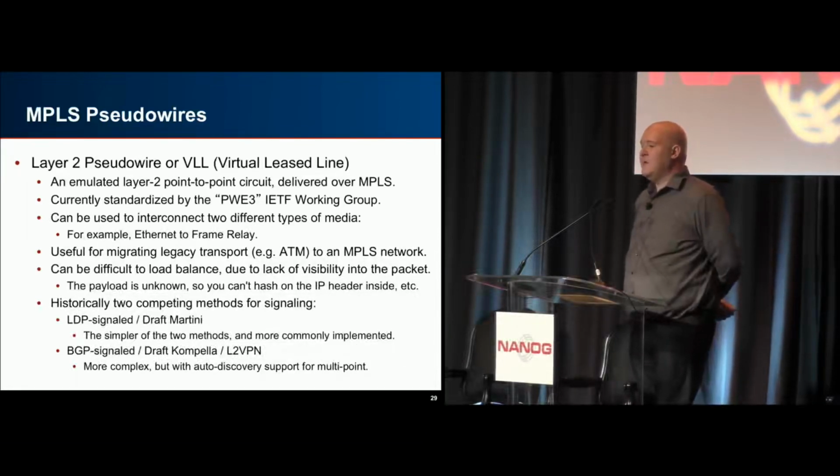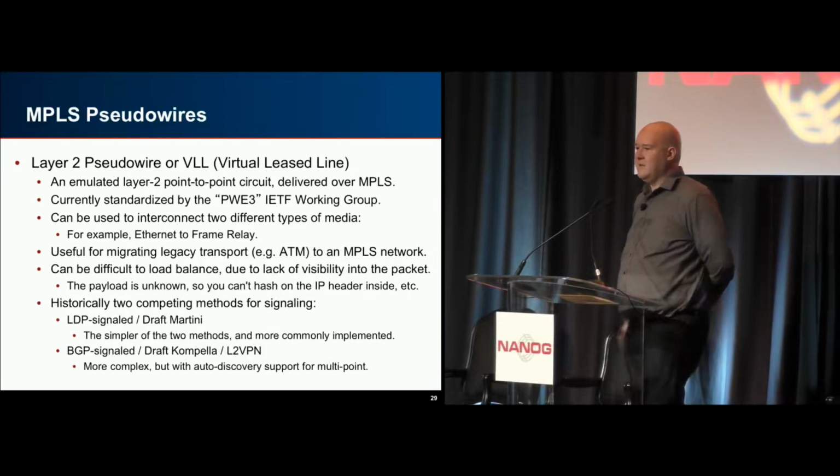But historically, there were a couple of different competing models. One was a simple LDP signaled system that was originally Draft Martini, the simpler one that you typically see a lot of folks still using. And the other is a BGP signaled Draft Kompella as a layer 2 VPN. It was more complex, but it gave you kind of auto discovery and a little bit of support for multi-point.